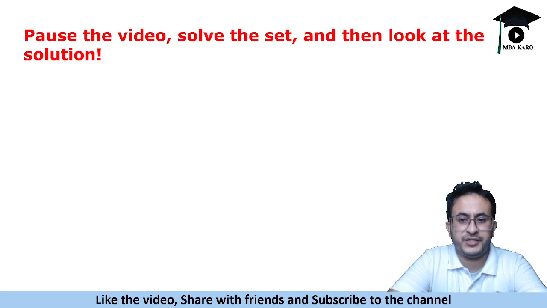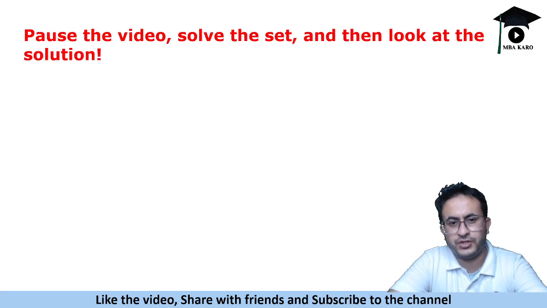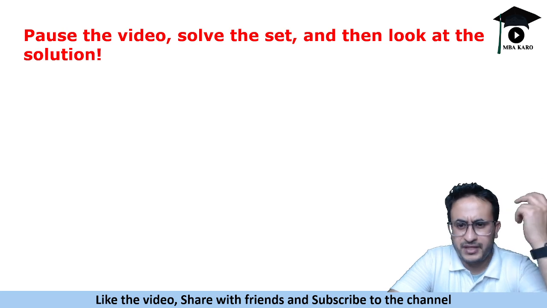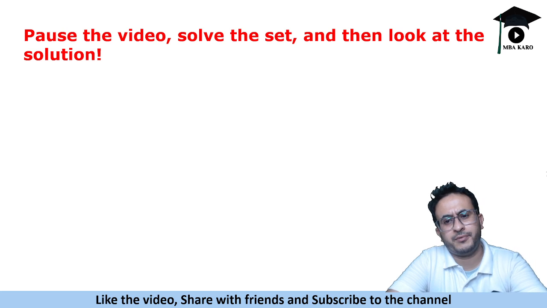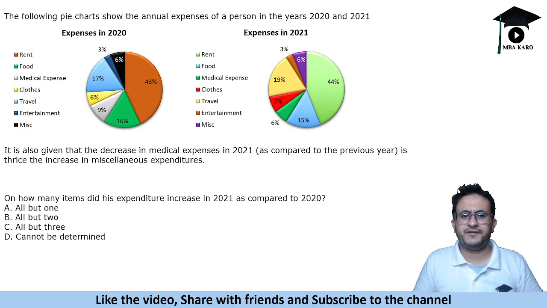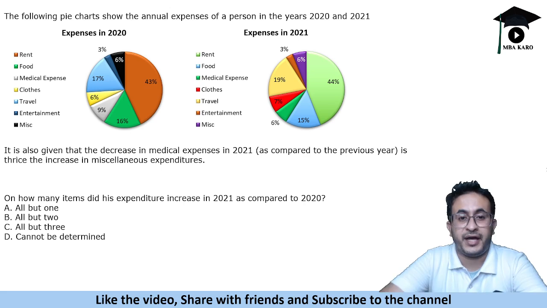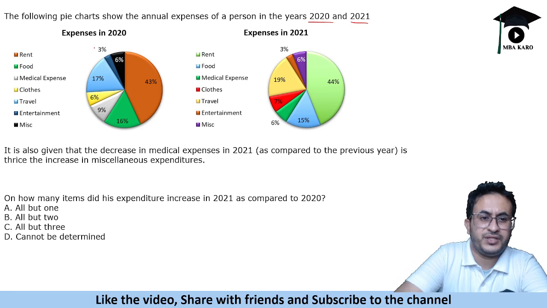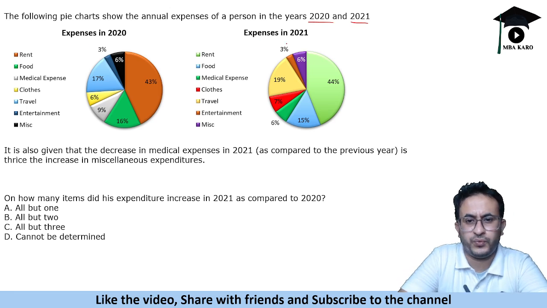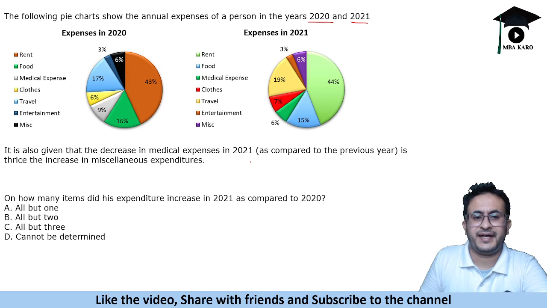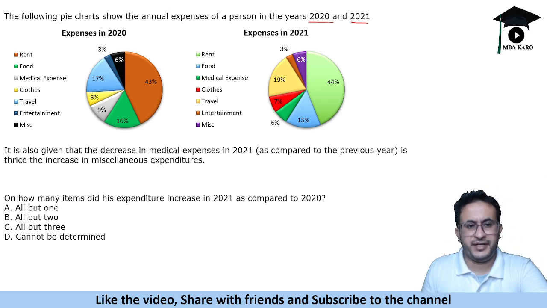So let's start today's class, and as a ritual, try to solve the questions on your own. So pause the video and solve the question, and then see the best optimum approach to tackle that question. So let's begin with the first set. We have a couple of pie charts. The pie charts show the annual expenses of a person in the years 2020 and 2021. It is also given that the decrease in medical expenses in 2021 as compared to the previous year is thrice the increase in miscellaneous expenditures.